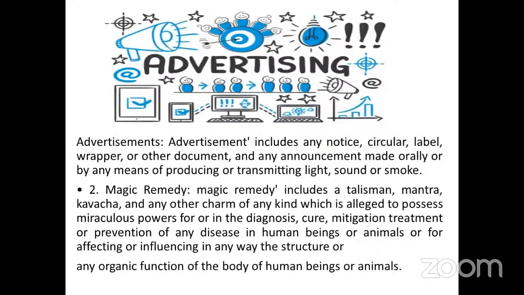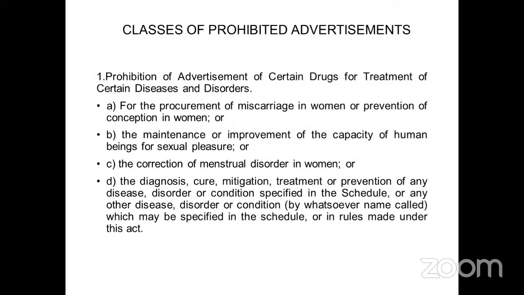This is the magic remedy advertisement, and I will give some examples in the next slide. Next one. What are the classes of prohibited advertisements? There are different classes of advertisements that should not come to the market or be given in different media, like those for the procurement of miscarriage in women, or prevention of conception in women, or maintenance or improvement of the capacity of human beings for sexual pleasure, and the correction of menstrual disorders in women. Such types of advertisements should not come in the media. Next one.